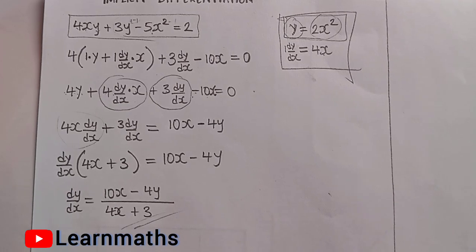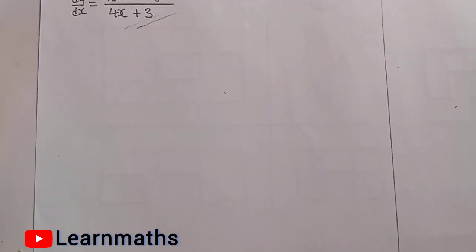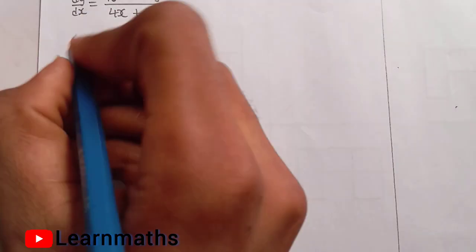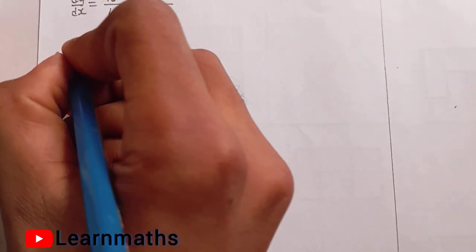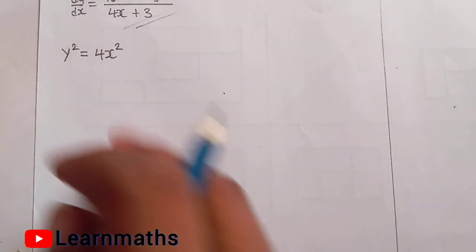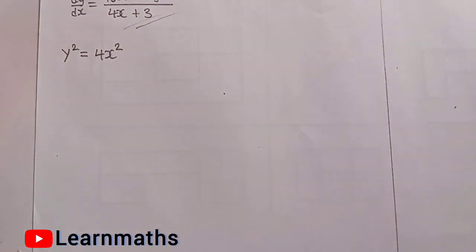Okay, so we're going to take another example, and with this example, we're going to just try something out. Let's try differentiating this function: y square equal to 4x square. Now I'm going to see if I can actually differentiate this function using implicit and explicit differentiation. I'm going to start with explicit differentiation.